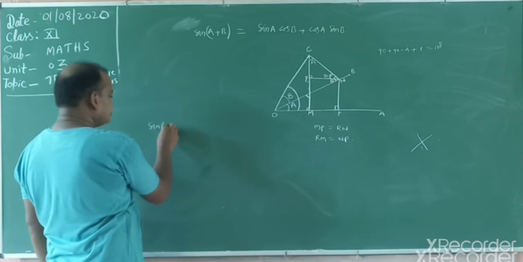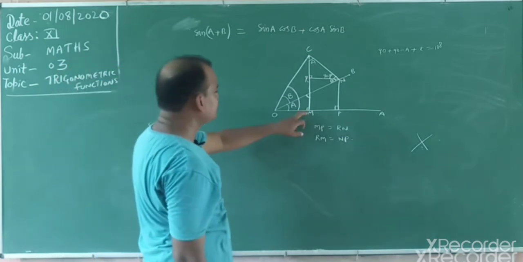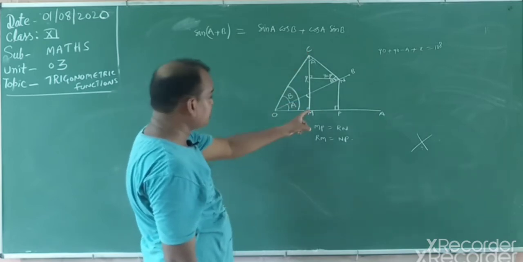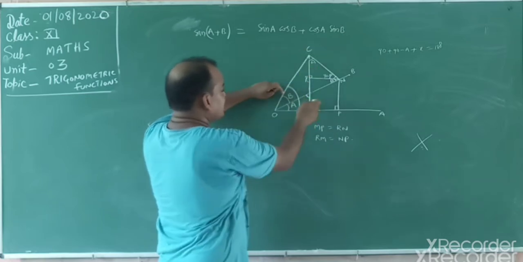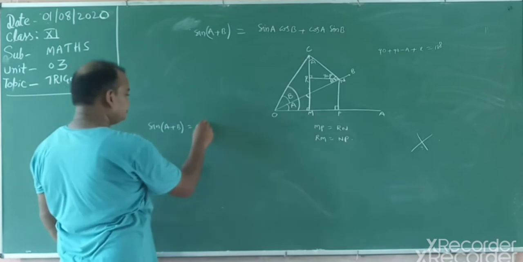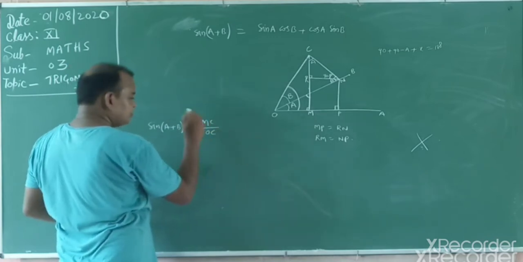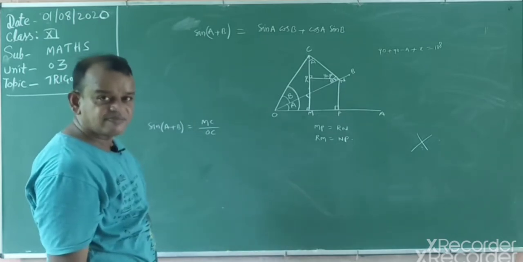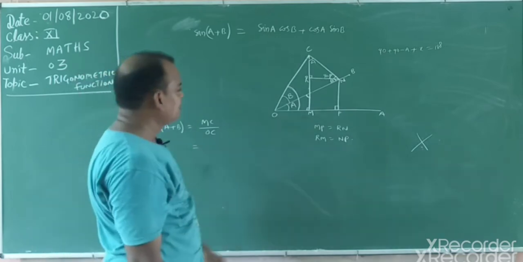Sine of A plus B is equal to the opposite side by hypotenuse. What is the opposite side? MC. For angle A plus B, the opposite side is MC. This is the 90 degrees. This is MC by hypotenuse. What is the hypotenuse? OC. Understood? Say yes or no? Yes. Now that is equal to MC.